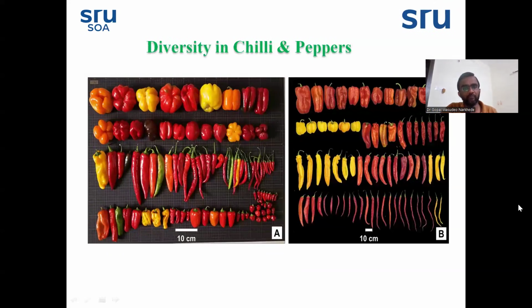So here you can see the diversity in chili and peppers. Here you can see different chilies with different shape, size, color, texture. Different lengths are there. Some are circular in shape. Some are very thin. Some are red. Some are dark red. Some yellow, orange. So each and every size and each and every color. A lot of variation is there in chili crop.